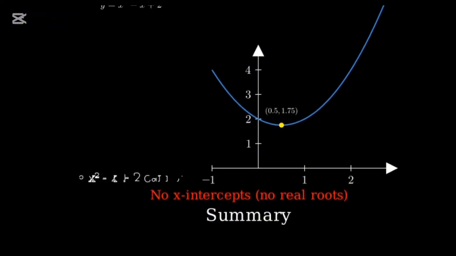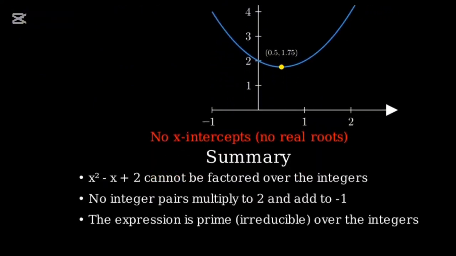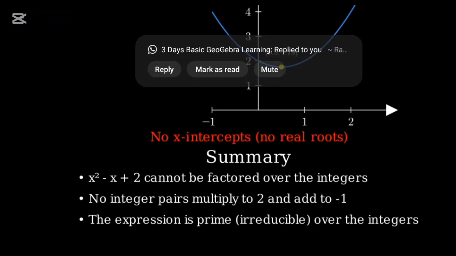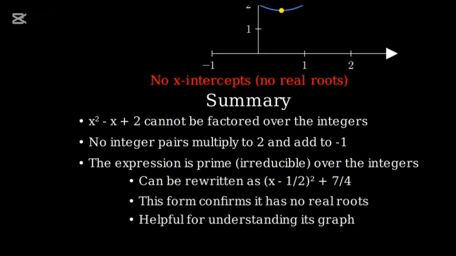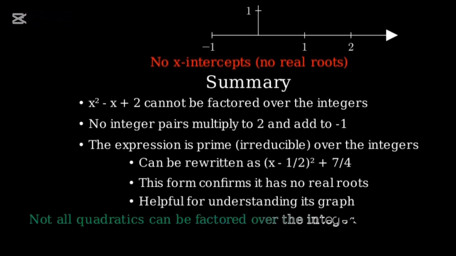The expression x squared minus x plus 2 cannot be factored over the integers using the tiles method because there are no integer pairs that multiply to give 2 and add up to -1. However, we can rewrite it by completing the square, which helps us understand its graph and confirms it has no real roots. This example teaches us an important lesson. Not all quadratics can be factored over the integers, and that's perfectly okay. We have other techniques, like completing the square, to help us work with these expressions.